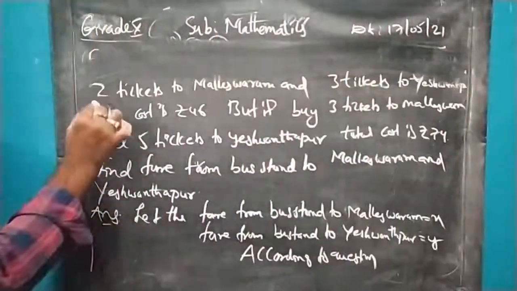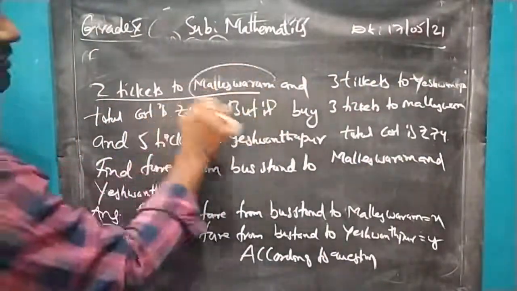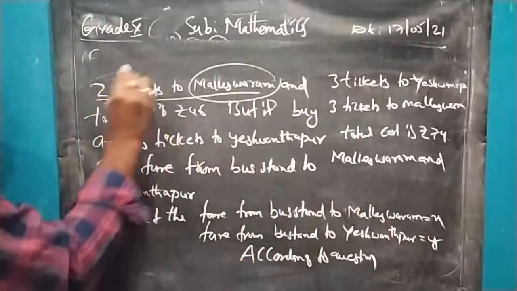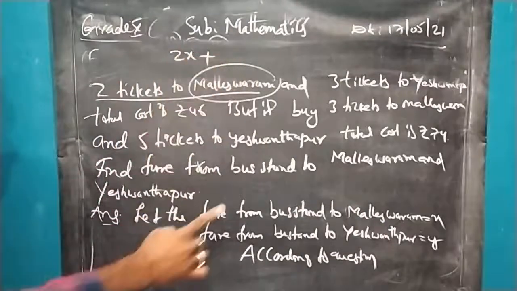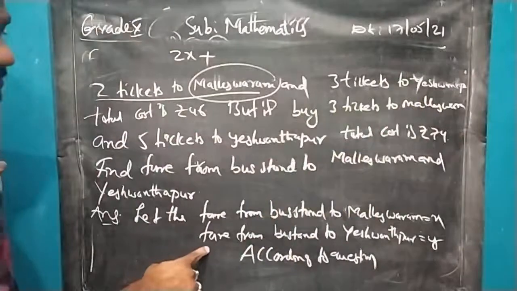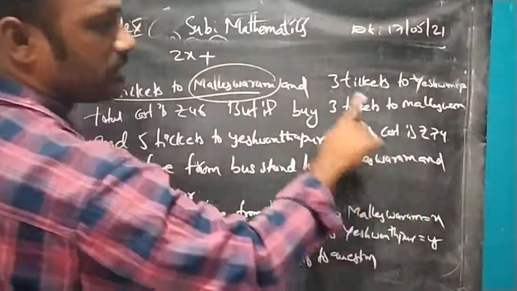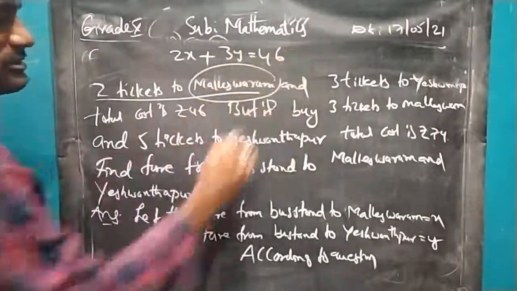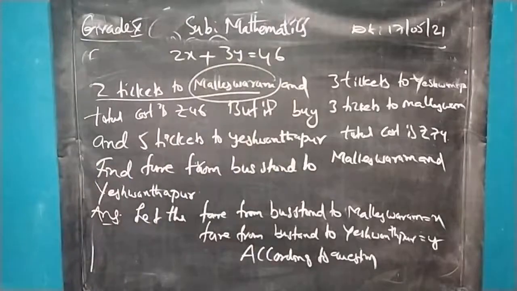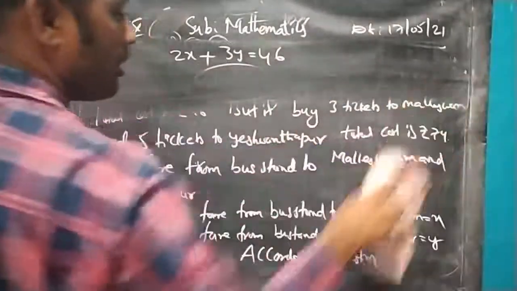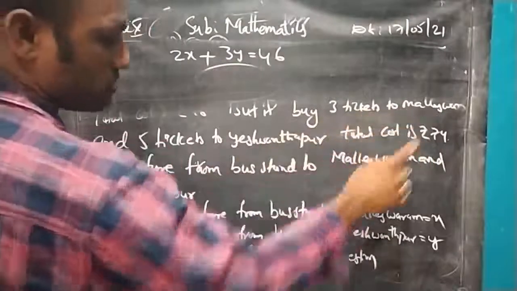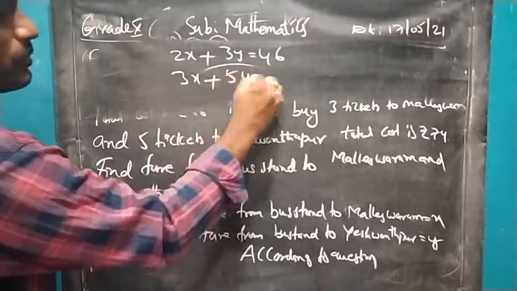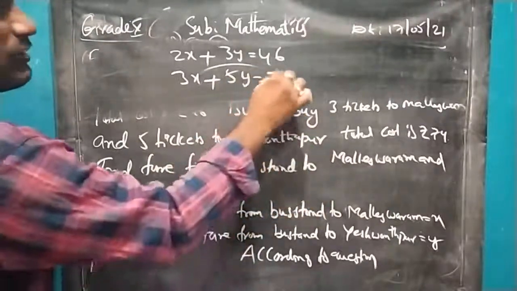Look here. We are buying 2 tickets to Malleshwaram. What are the charges for Malleshwaram? We are assuming it as X. So if we are buying 1 ticket, it means 1X. Since we are buying 2 tickets, it will become 2X plus 3 tickets to Yeshwanthpur. The fare for Yeshwanthpur is Y, so 3 tickets means 3Y. So 2X + 3Y is equal to the total we are paying, 46. So this is the first equation. Next, we are buying 3 tickets to Malleshwaram, which will be 3X plus 5 tickets to Yeshwanthpur, 5Y. So in total we are going to pay 74 rupees as the charge.